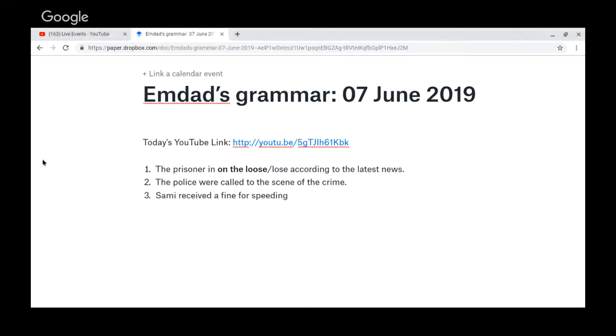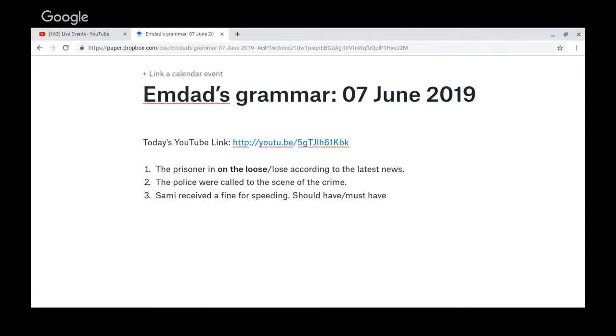Now, do you know this rule? This is called the should have, must have rule. Okay. Somebody received a speeding fine, or somebody received a fine for speeding. Can you see that? Somebody received a fine for speeding. Now I want you to write should have and must have in this sentence. After this sentence, I want you to write a sentence with should have, must have.